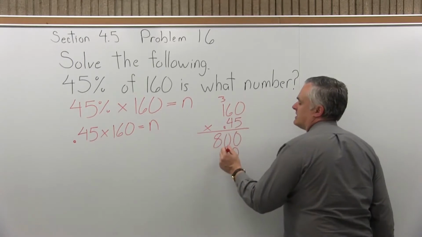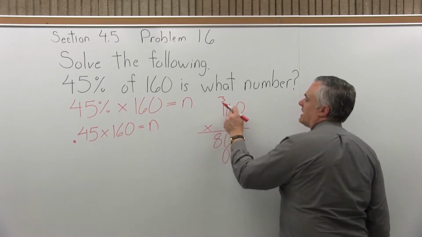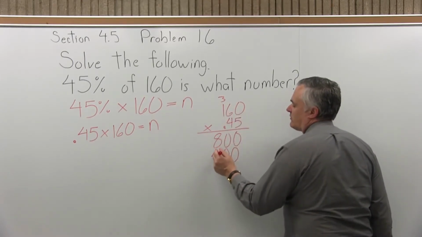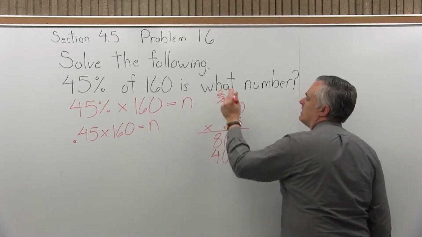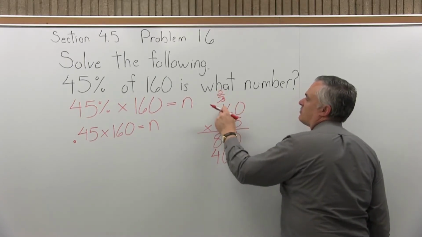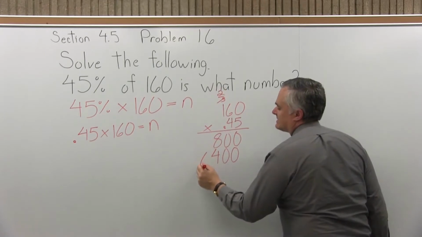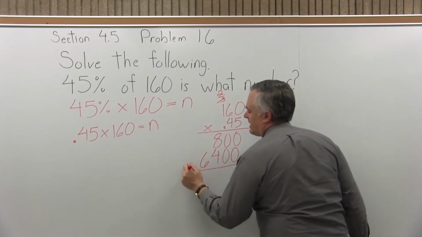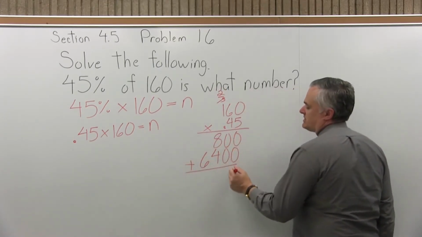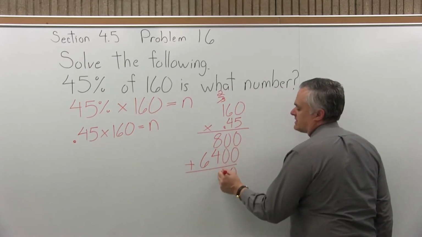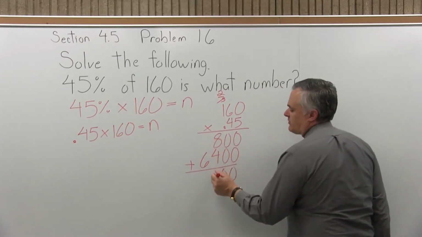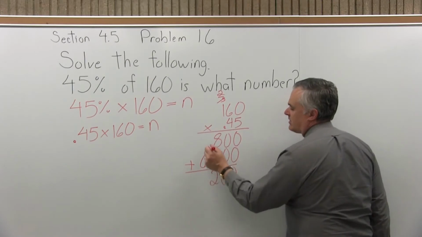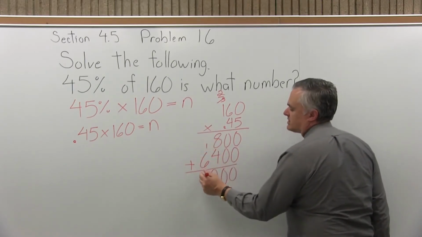4 times 0 is 0. 4 times 6 is 24. Write the 4, carry the 2. 4 times 1 is 4, plus 2 more that you carried is 6. And then we add. 0 plus 0 is 0. 0 plus 0 again is another 0. 8 plus 4 is 12. For 12, you write the 2, carry the 1. 1 plus 6 more is 7.